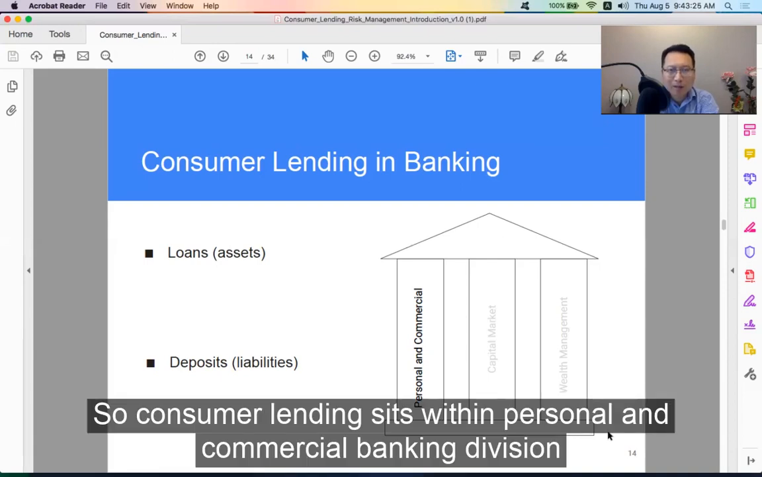So consumer lending sits within the personal and commercial banking division.